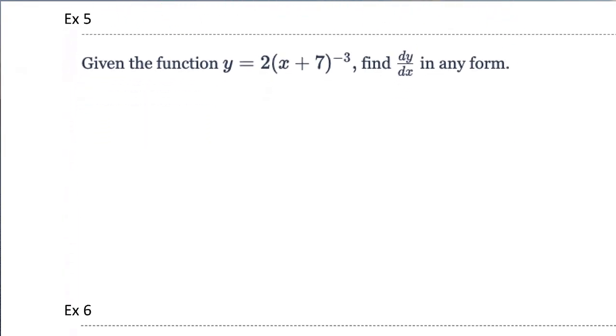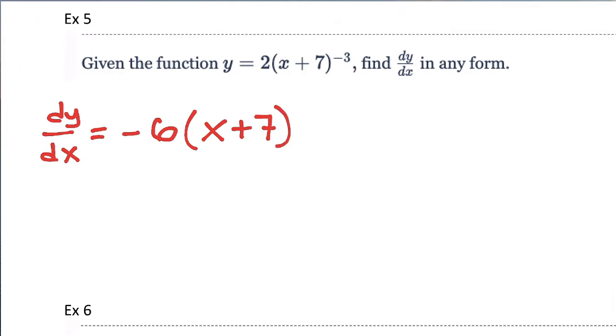Okay, so let's take this one. Now we've got a negative exponent. It says we can leave it in any form, so I think Delta Math will allow you to not have to simplify. So if that 2 is there, but I bring the 3 down, so now it's going to be negative 6 in front. We have x plus 7. This is going to be to the negative 4 if we reduce it by 1. And the derivative on this one is 1. The derivative of x plus 7 is just 1. You wouldn't necessarily need to write that 1 there.